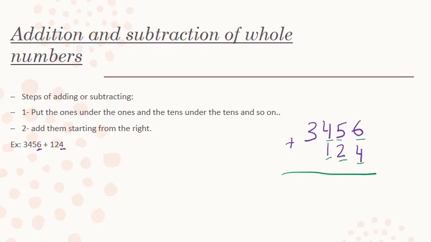And what do I do? I add them starting from the right. So 6 plus 4 is 10. 5 plus 2 is 7, plus 1 in hand is 8. 4 plus 1 is 5, and 3. That's it. So if you are not going to put the ones under the ones and the tens under the tens, you will not have a correct answer.